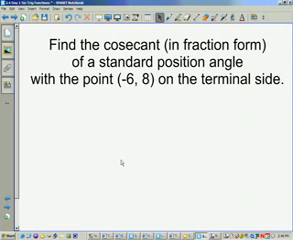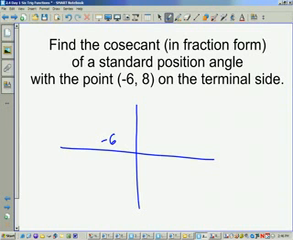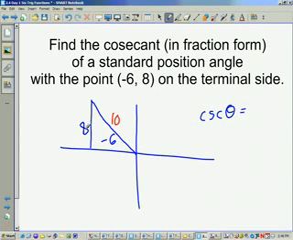Find the cosecant in fraction form of the standard position angle with a point (-6, 8). So if I move to the left 6 and up 8, I want to find the cosecant of our angle. So if this is 6, that's 8. You can use Pythagorean theorem, or you can just know a 6, 8, 10 triangle. So we have 6, 8, 10. Now, cosecant is hypotenuse. Since it's co, it's going to match up with sine.